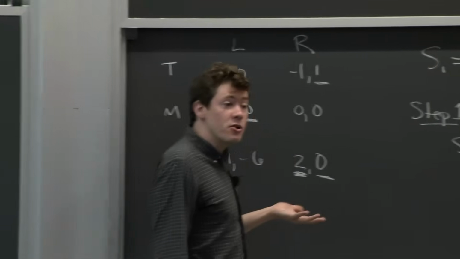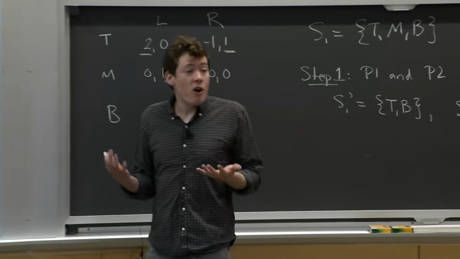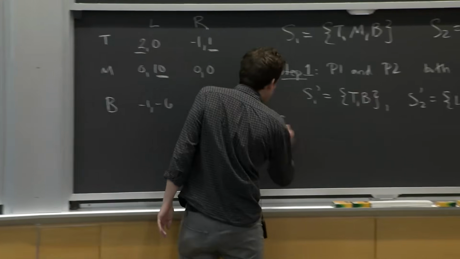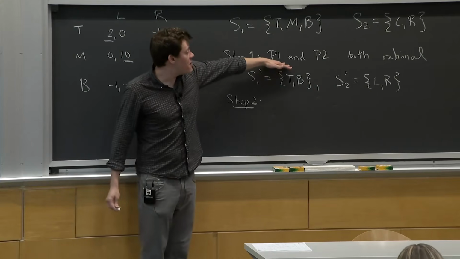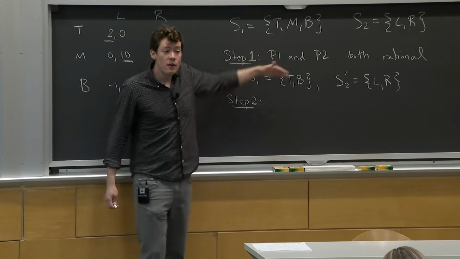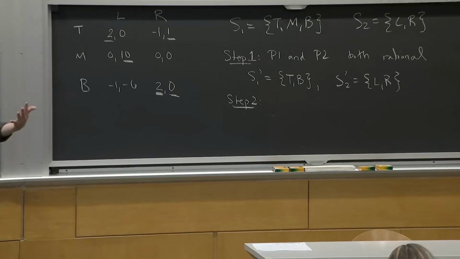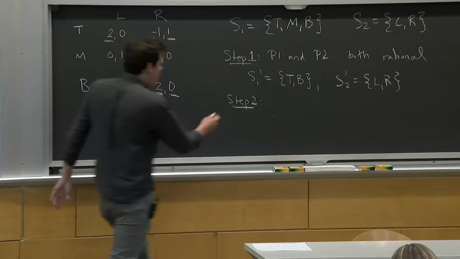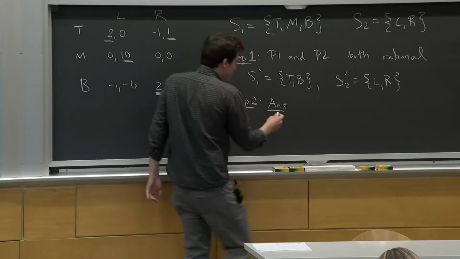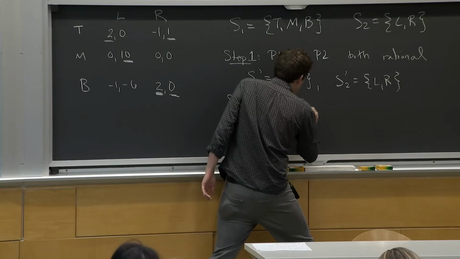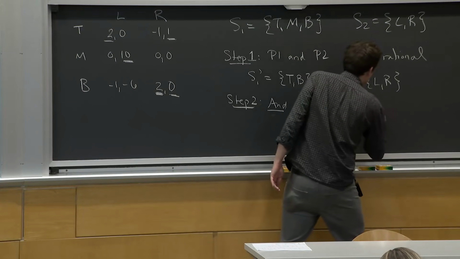Now let's go to step 2 and impose a bit more, slightly strengthen our assumptions. Let's now say in step 2, we'll maintain our assumption that P1 and P2 are both rational, but we'll add the further assumption that each player knows that the other player is rational. So I'll say "and," to remind you that I'm maintaining the assumption up here, each knows that the other is rational.